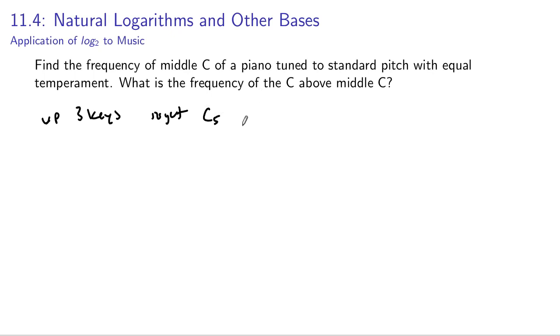So that would give us 3/12 of an octave up. So 3/12 of an octave would be equal to log base 2, because remember, each octave doubles, so that's why we're using log base 2 of the pitch from C5 down to A4, which is A440, 440 hertz. So we need to solve this logarithmic equation. So 3/12 is 1/4, and we have 1/4 equals log base 2 of C5 over 440.